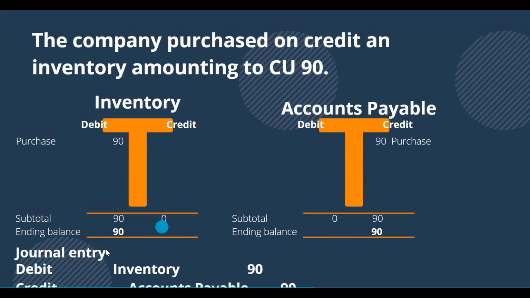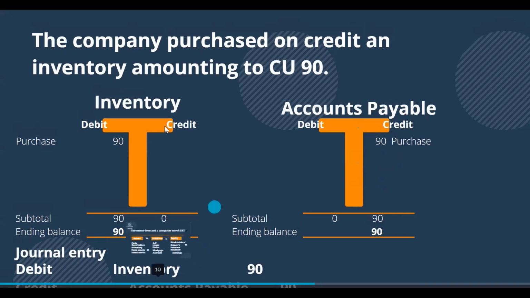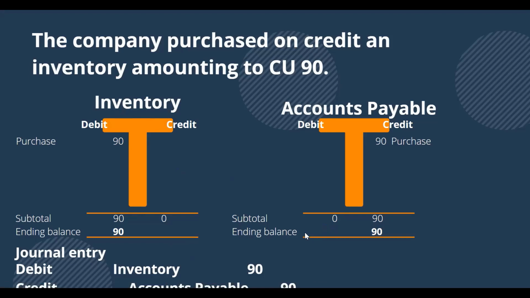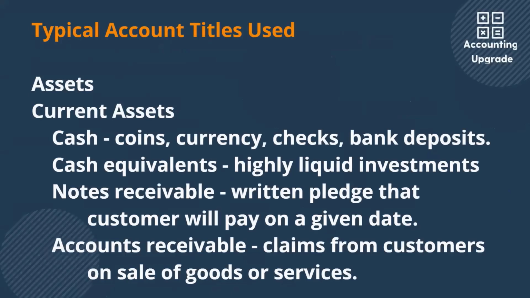With that, we already understand how to prepare a journal entry. We just take the inventory here, the debit here, and then we just take the credit here, which is the 90 currency units. So we'll just take it from the T account, and then we can already understand how journal entries work. Alright? And to better understand how journal entries work, we will also need to know the typical accounts used. So let's start with assets.